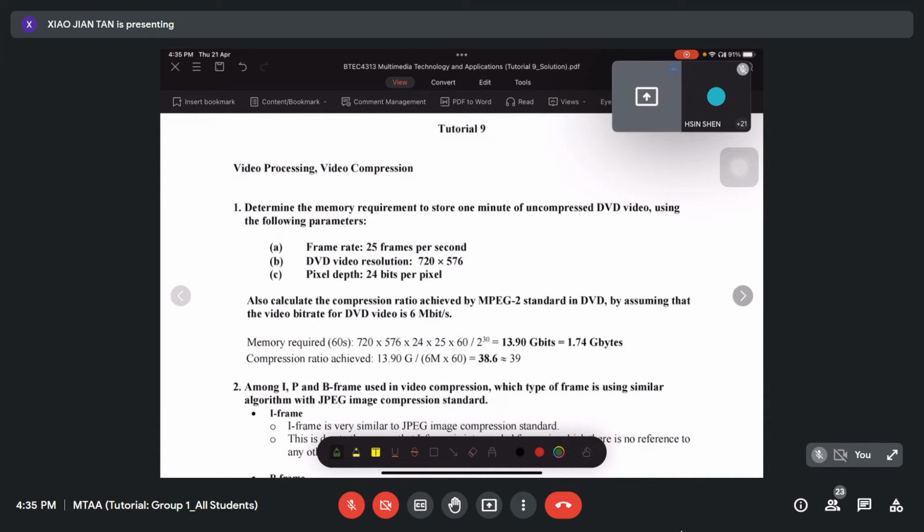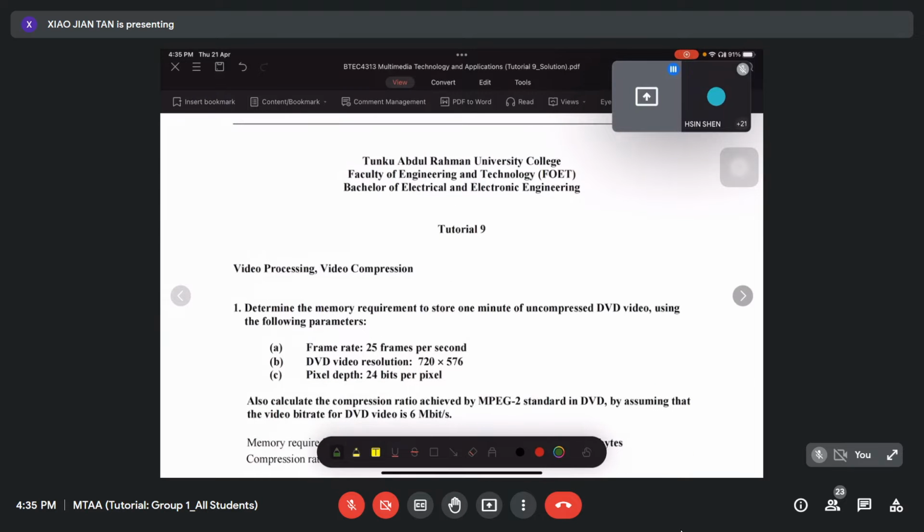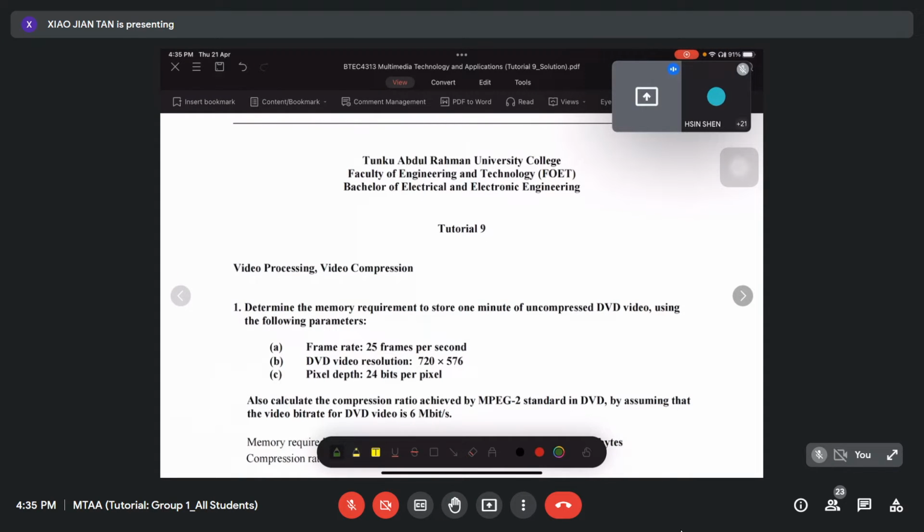First question, determine the memory requirements to store 1 minute of uncompressed DVD video using the following parameters. You are given frame rate of 25 FPS, DVD resolution 720 multiplied by 576, and pixel depth of 24 bits per pixel. Also calculate the conversion ratio achieved by the MPEG-2 standard in DVD, by assuming that the bit rate for DVD video is 6 megabit per second.